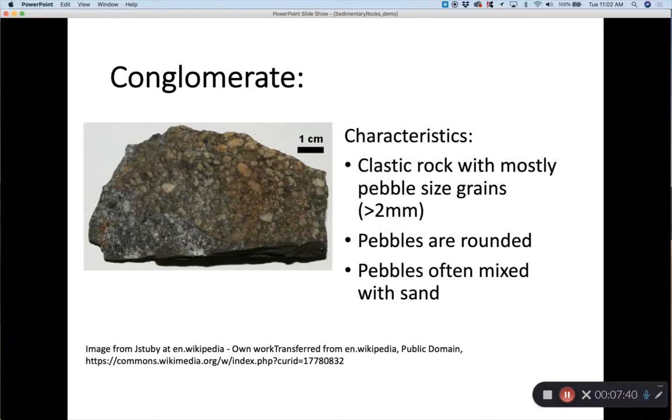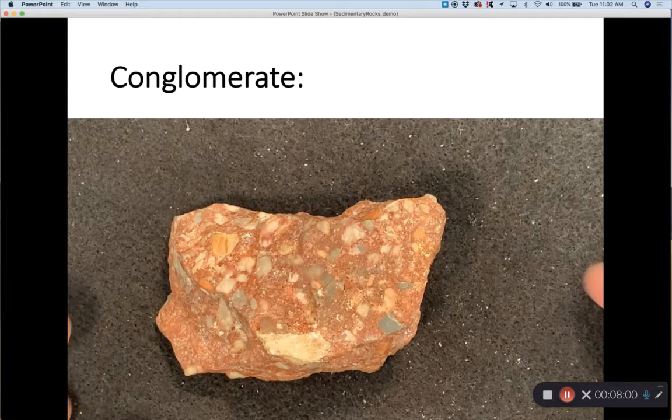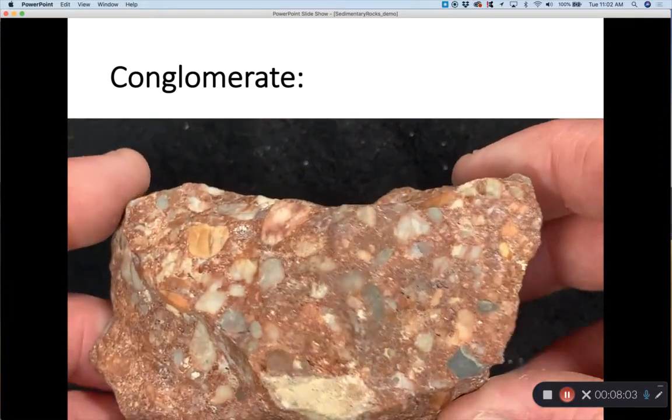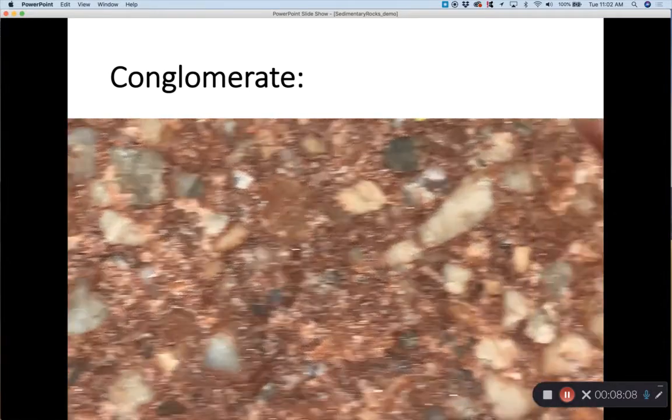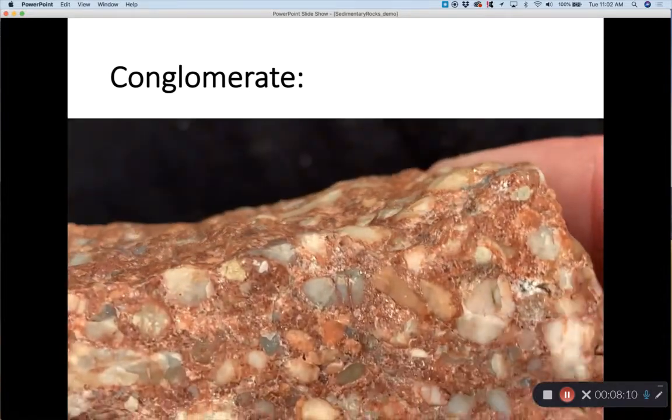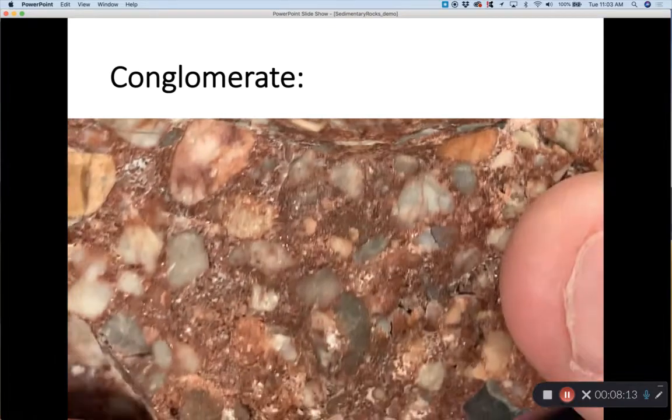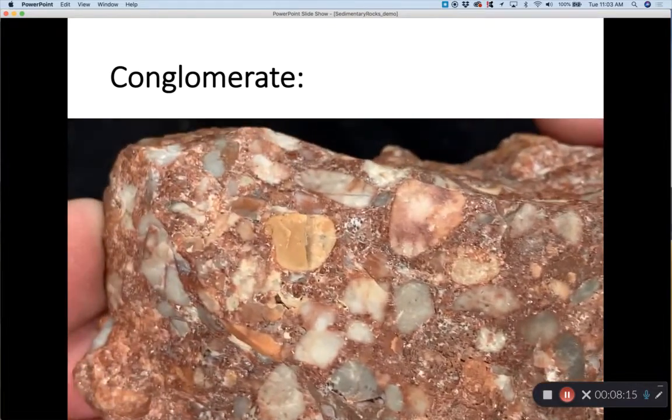A rock that looks like a conglomerate that's composed of sharp-edged pebble-sized grains is called a breccia. Breccias are relatively rare, though. Typically, a large-grain sedimentary rock is going to be a conglomerate. Let's take a look at a typical example here. So if we pick up this rock, we see lots of pebbles embedded in a matrix of sand, but predominantly pebbles. And you can see that the pebbles have a smoothed and rounded appearance. So this is a very good example of a conglomerate.